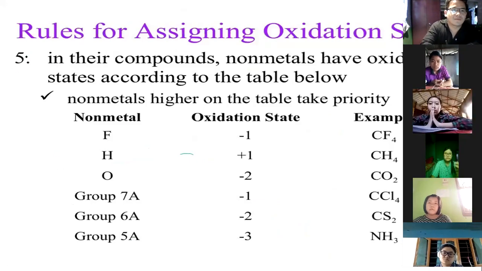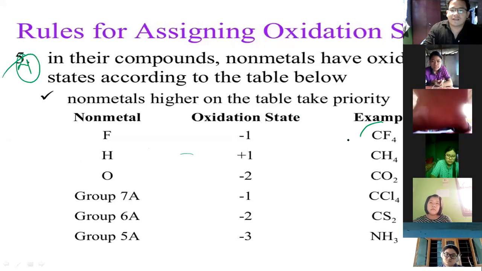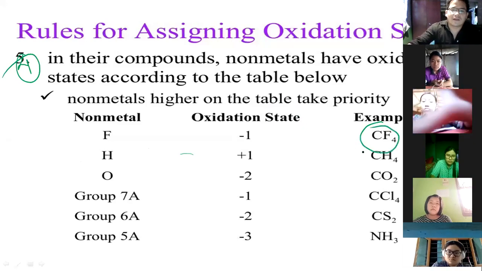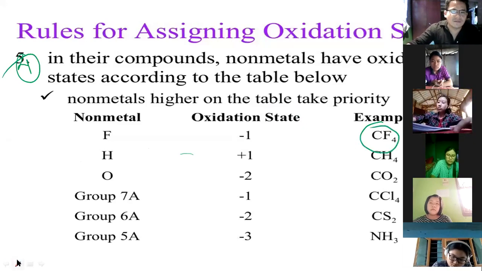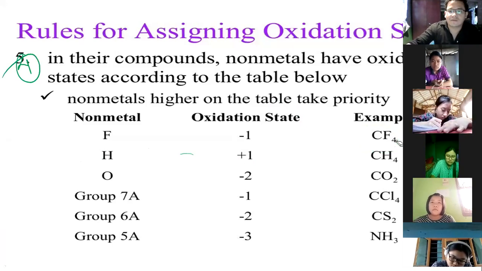Okay. So in their compounds, all of you can start finding out the oxidation state of carbon in carbon tetrafluoride. If you know the answer, you can tell me. Let us all calculate here and assign the oxidation state. Find out for carbon in carbon tetrafluoride. If you got the answer, tell me. How to find out? You are given the rule.